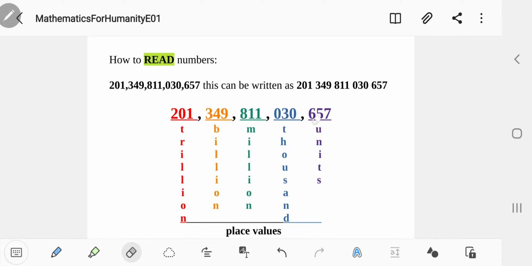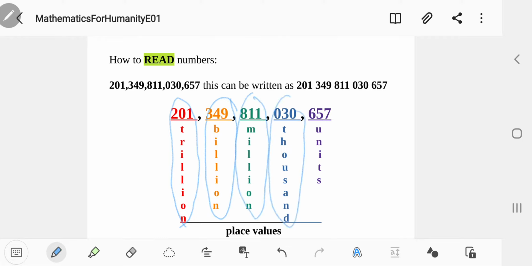By the way, we can just read this as 600 and 657. This one is 30. This one is 811. This one is 349. And this one is 201. So when we read these numbers, we have to include the place values of those numbers.